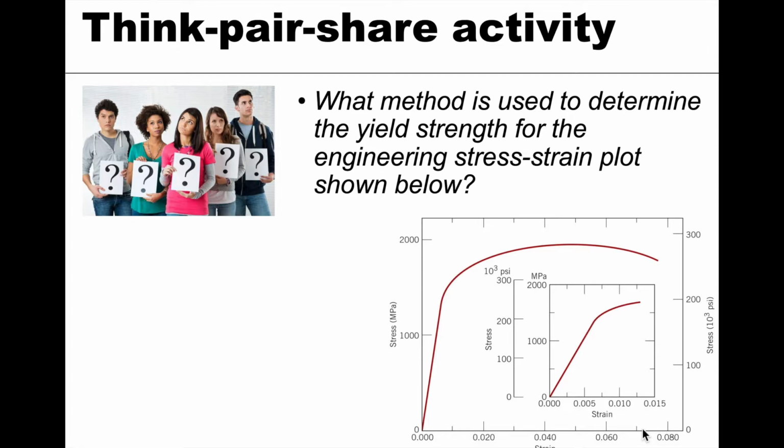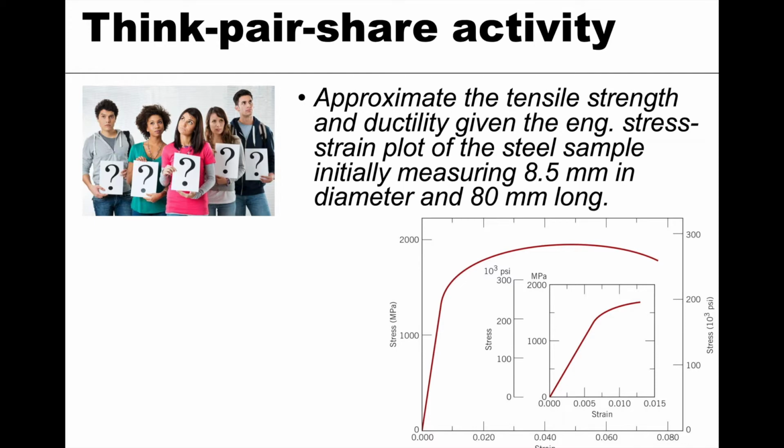So the first question I have for you is, given the stress-strain plot here, what method is to be used to determine the yield strength for this type of material? So you just have to tell me what method. Once you've done that, I want you to approximate the tensile strength and ductility for the same stress-strain plot, given that the material initially measures 8.5 millimeters in diameter and 80 millimeters in length. So answer those two questions, and then we'll come back and work this together.